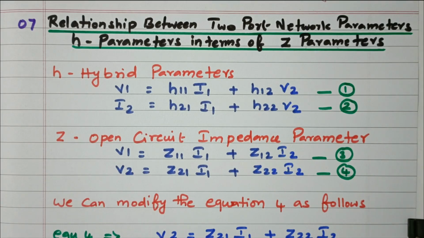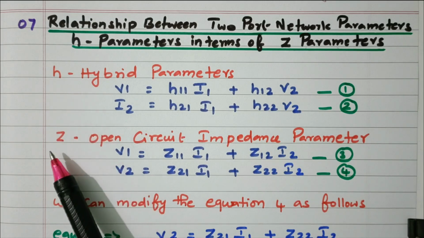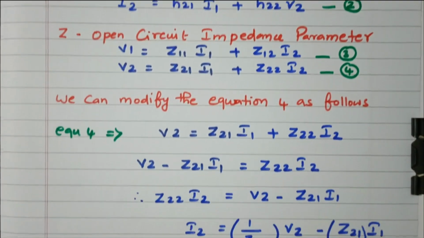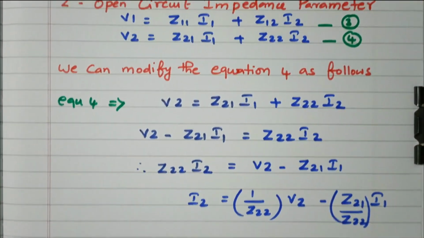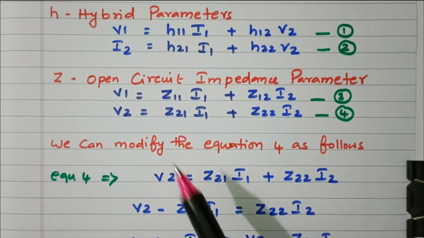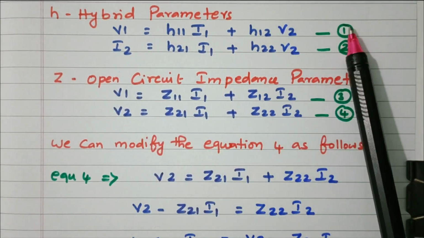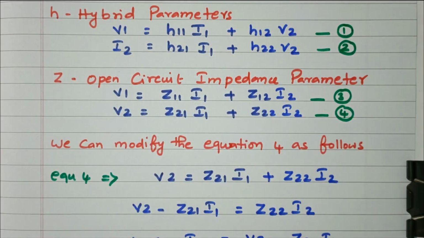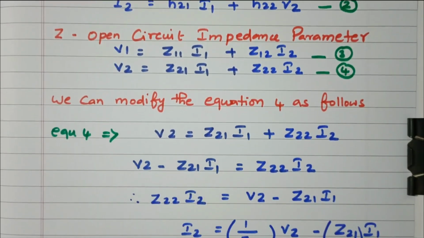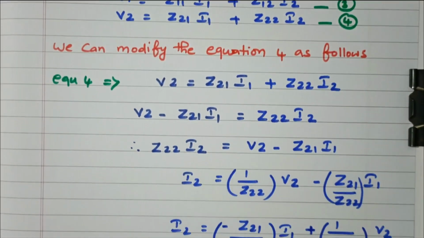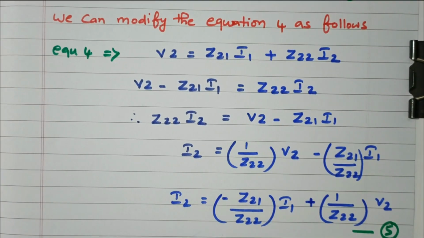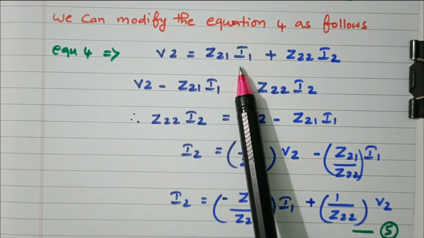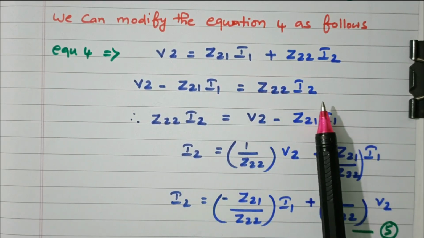Now we'll see how to get the relation between H parameter and Z parameter. For that we are going to modify equation 4. We are taking the H parameter equations as 1 and 2, and the Z parameter equations as 3 and 4. Now we are going to modify equation 4. So this is equation 4: V2 equal to Z21 I1 plus Z22 I2.